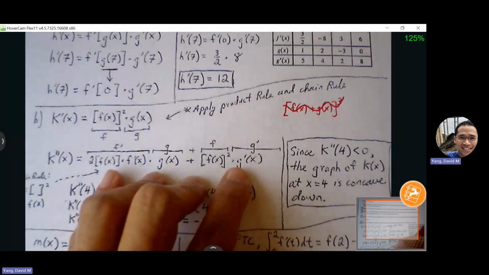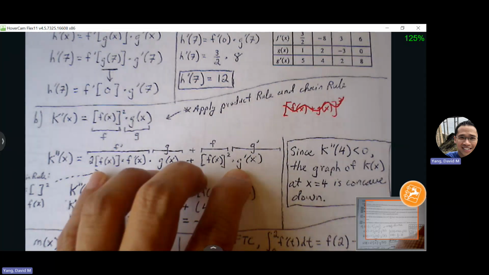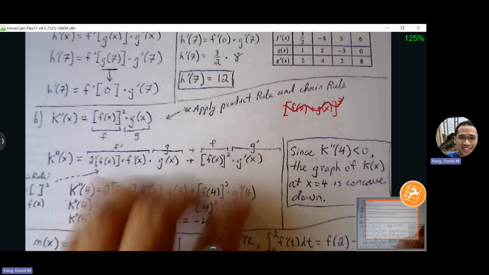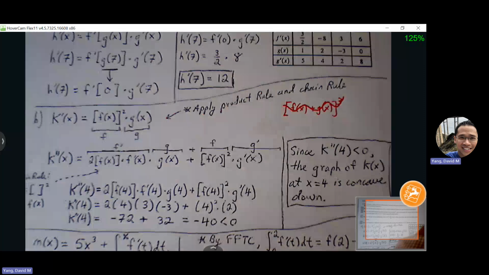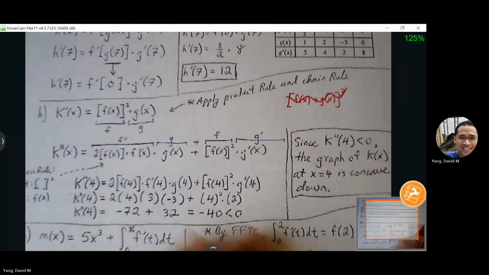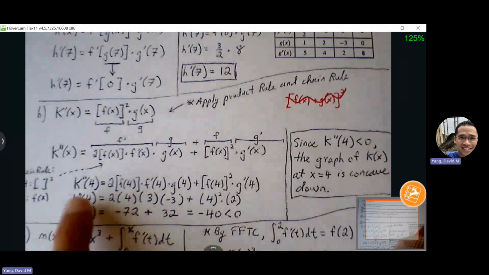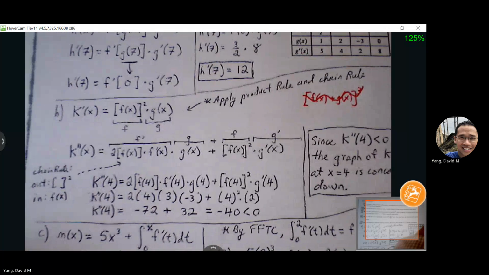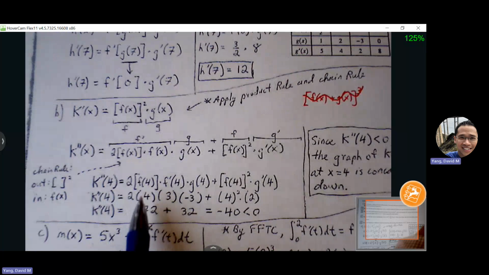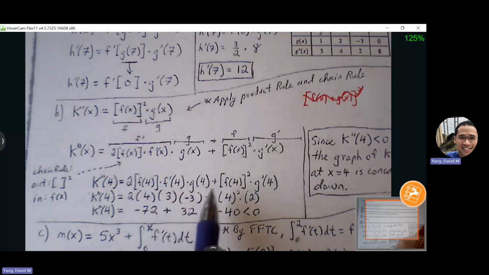The hard part is just building out that derivative, because from here, you're just replacing every x with 4 and then using the table to get it down to a number. Okay, so we do that. Replace every x with 4. f of 4 is 4, f prime of 4 is 3, g of 4 is -3, f of 4 is 4. We have to square that.